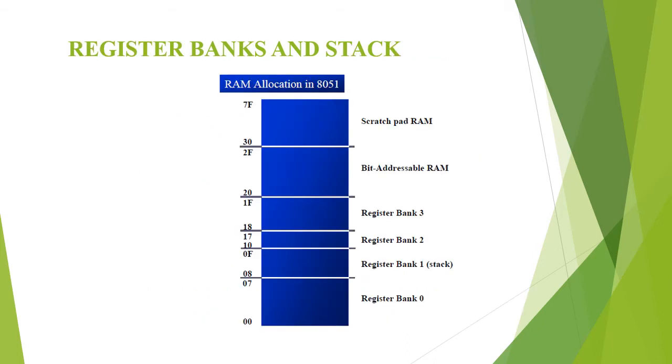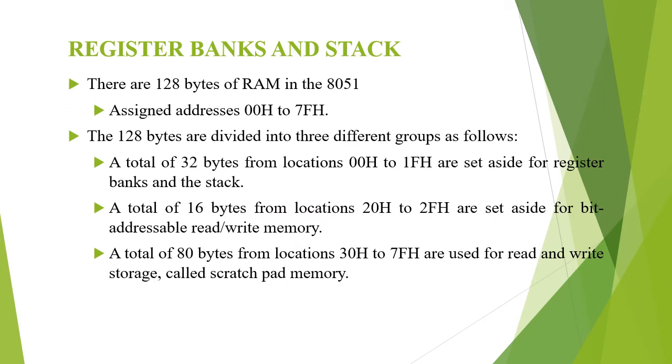Next is register banks and stack. In this figure we can see the RAM allocation in 8051. So the memory allocated is from 00H to 7FH. In detail we'll study the RAM allocation in the coming slides. There are 128 bytes of RAM in 8051 and the address assigned is from 00H to 7FH.